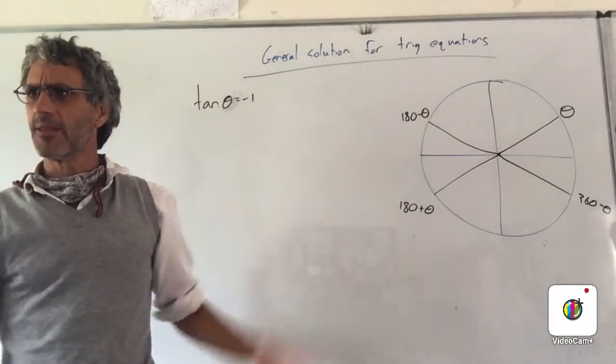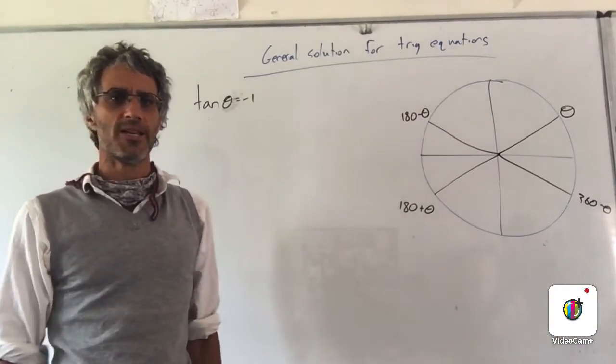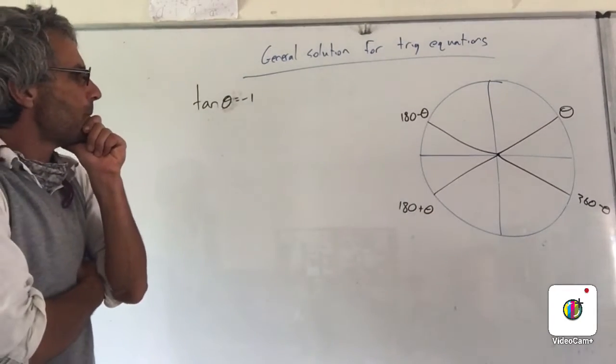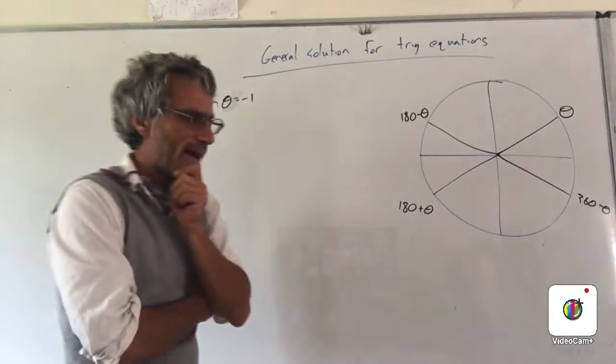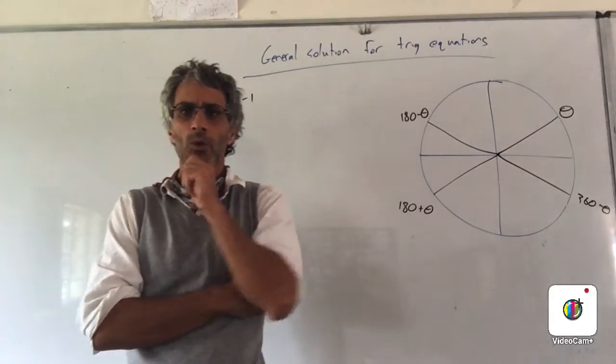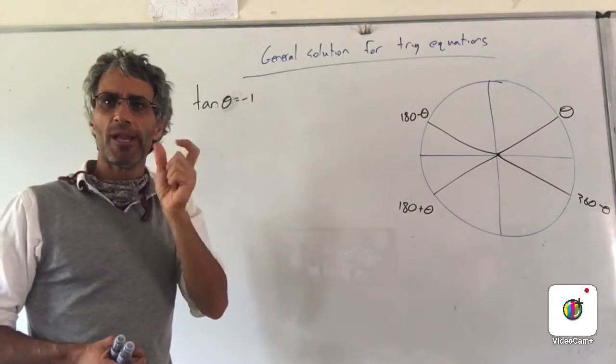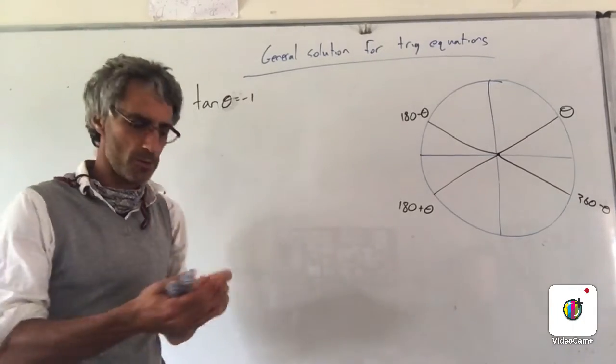That's probably the biggest thing we're learning this year in trig, so it's going to take us a couple of lessons. We've dealt with sine and cosine, and we saw the general solution. Now we're going to extend it to tan, and you'll see there's going to be a little bit of a difference.